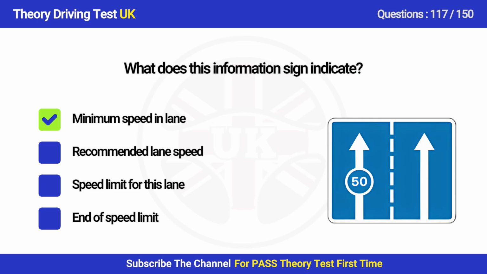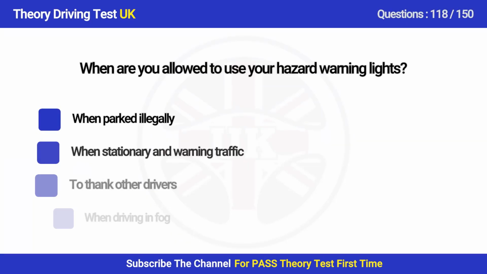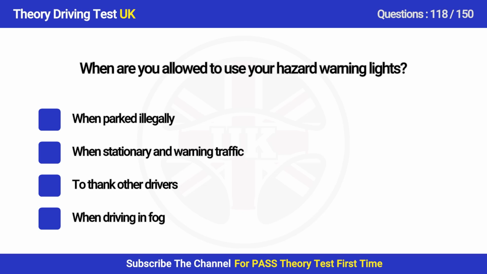Answer is A. Minimum speed in lane. This blue rectangular sign indicates a minimum speed limit for a specific lane, usually the fastest lane on a multi-lane carriageway. Drivers should maintain this speed if conditions allow. Question 118. When are you allowed to use your hazard warning lights?